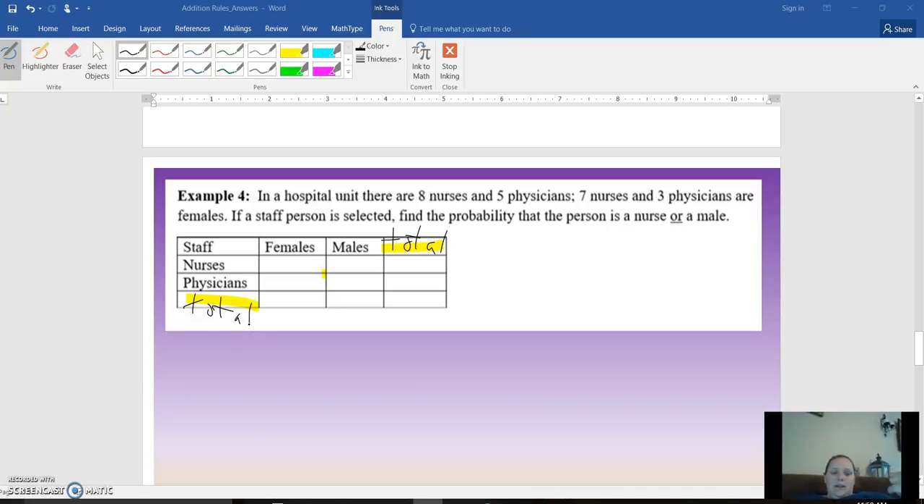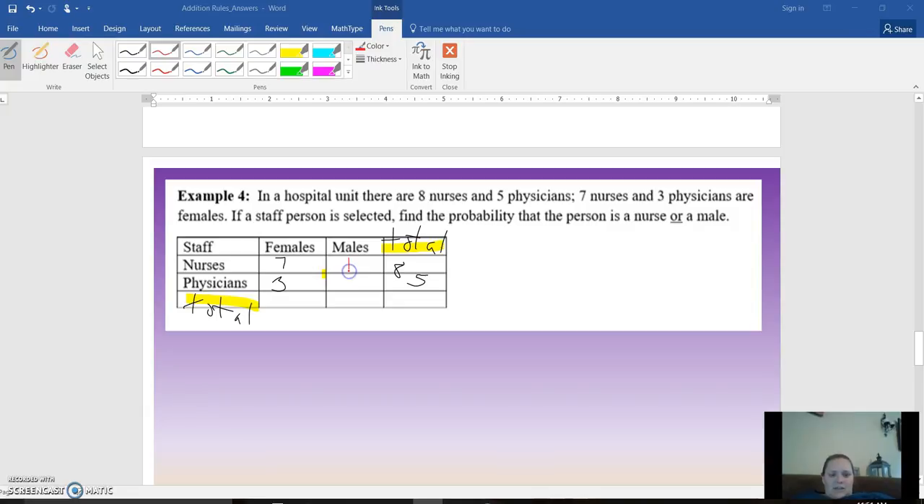So in a hospital unit, there are 8 nurses and 5 physicians. 8, 5. 7 nurses and 3 physicians are female. So female, there are 7, 3. And find the probability that the person is a nurse or a male. So let's finish the chart.